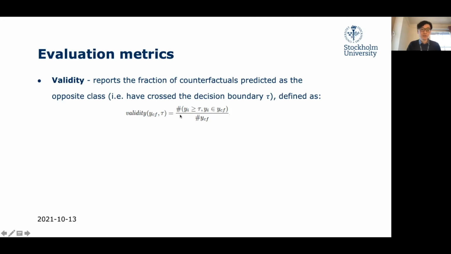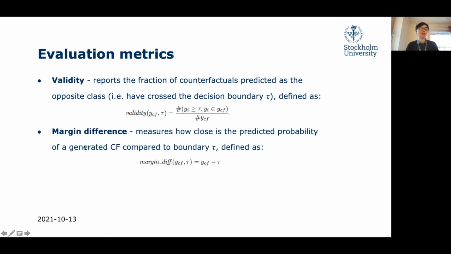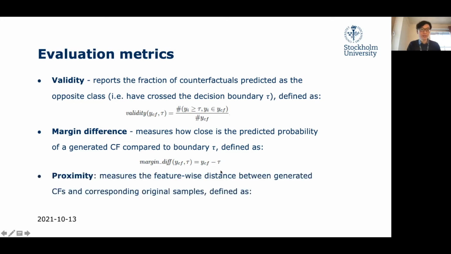So now it's getting to the interesting part. We want to talk about the results, but before that, let's look at the metrics first. Firstly, the validity. Validity is our main metric for our experiment evaluation. It reports the fraction of valid counterfactuals: the count of counterfactuals that have crossed the boundary, divided by the total amount. Secondly, we have the margin difference, which simply measures how close the prediction probability of the generated counterfactual is to the boundary tau. Next we have proximity, which measures the feature-wise distance between the generated counterfactuals and the original samples.